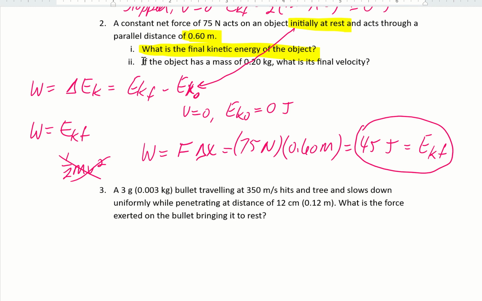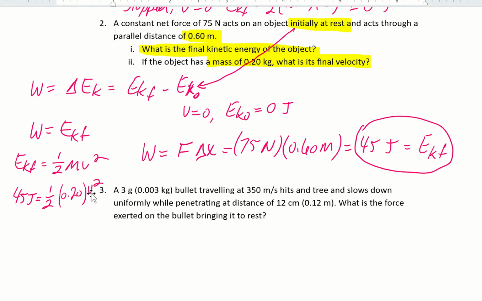Okay, the next question I'm asked, if the object has a mass of 0.2 kilograms, what is its final velocity? Now I can use this equation. So I know that EKF, my final, is 1/2 mv squared. I know that it's 45 joules. And now I'm being told that the mass is 0.2 kilograms. So now all I have to do is algebraically solve for v squared. So we can do 45 divided by 1/2 times 0.2.